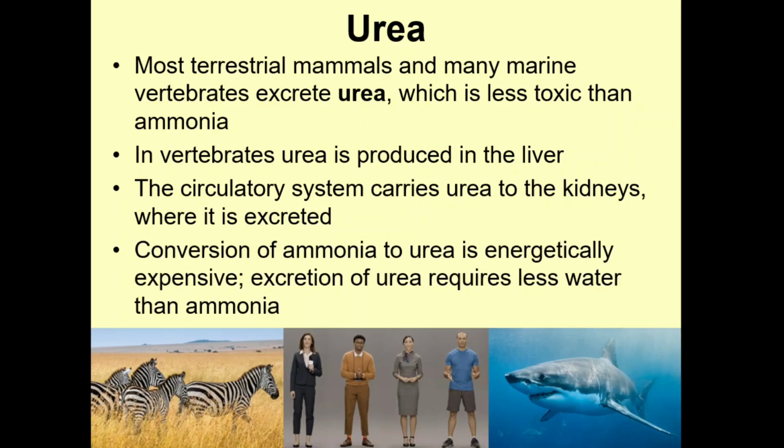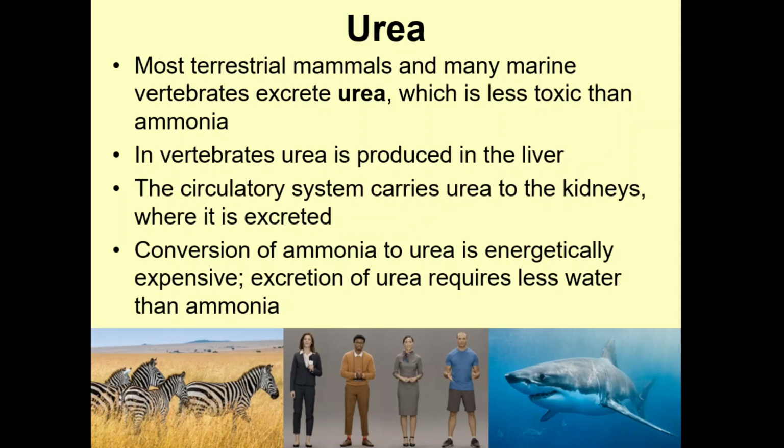The downsides to this are that the conversion of ammonia to urea requires the expenditure of quite a lot of energy. So we have to invest a lot of ATP. We also still need to use a certain amount of water. So urea is still toxic. It's still toxic to our tissues and to our cells, but it's way less toxic than ammonia. But it is still toxic.